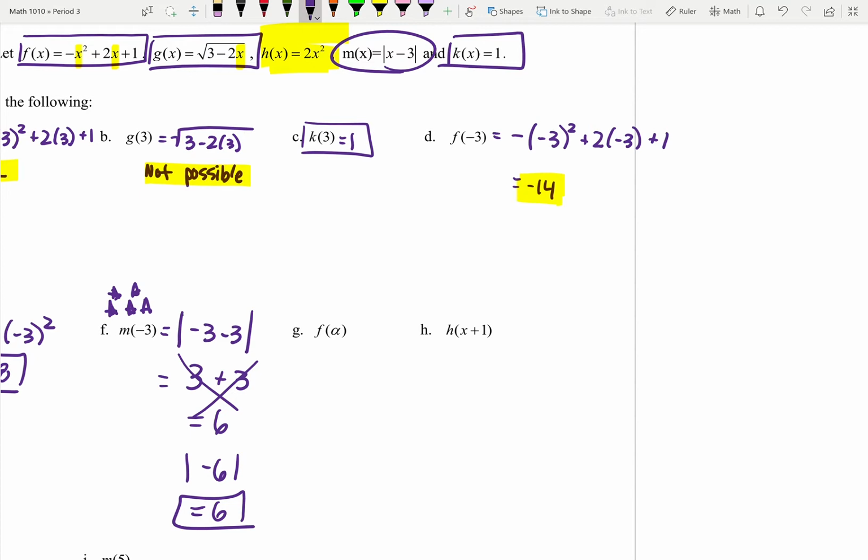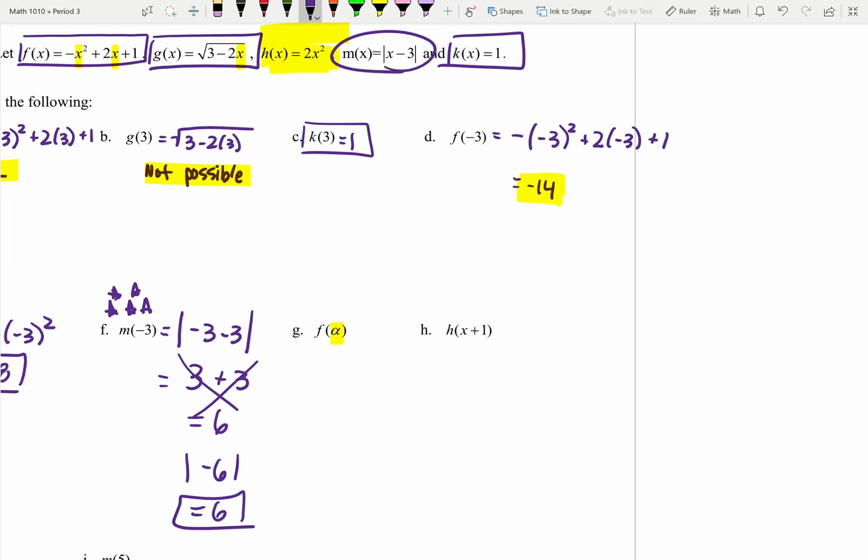So do it correctly. Okay, find f of, what in the world is that? Does anybody know the name of that? Is it alpha? Who thinks it's alpha? Who's pretty sure it's alpha? Okay, we're going to call it alpha. I don't know what it is. It's just a funny symbol.